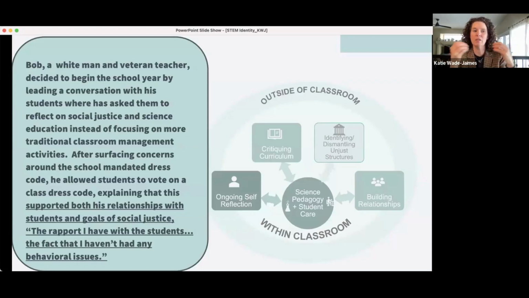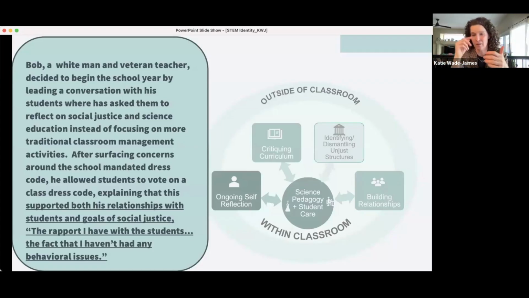So he decided, at the beginning of the school year, to have a conversation with his students to ask them what they thought in terms of social justice and science education, instead of those traditional classroom management activities. And he reported that they had this great conversation, and a lot of the students were really concerned about the school dress code.